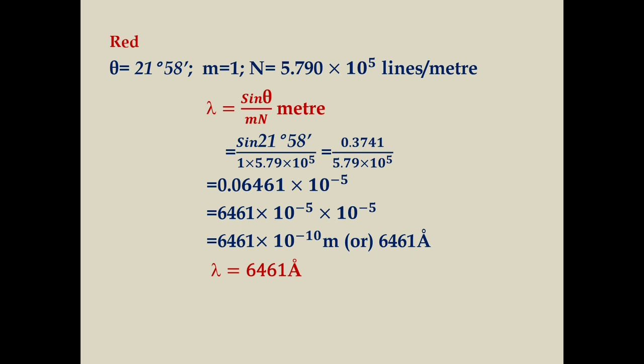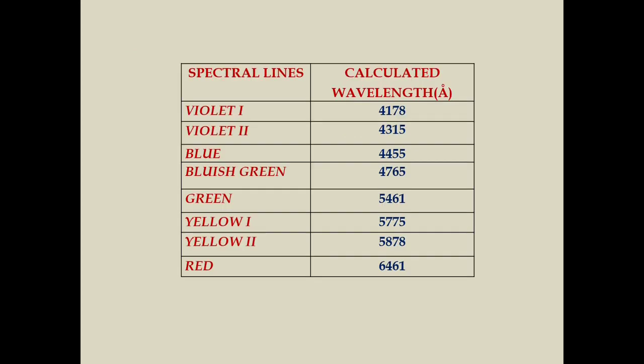By the same method, we can calculate the wavelength of all the spectral lines, and the results have been tabulated here. So for each spectral line, we have calculated the wavelength. The calculated wavelength may vary around 200 to 300 angstrom from the theoretical value. Nothing wrong in it. So in this calculation, we have almost obtained all the wavelengths closer to the theoretical value.